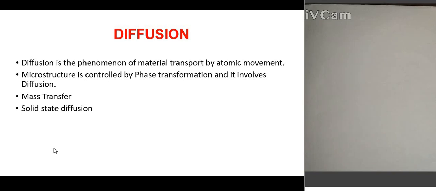From this lecture, we are going to study how we can control the microstructure, thereby improving the strength and other properties of the material. The microstructure is controlled by phase transformation. By using phase transformation, if you want a particular type of microstructure, we can develop that type of microstructure.